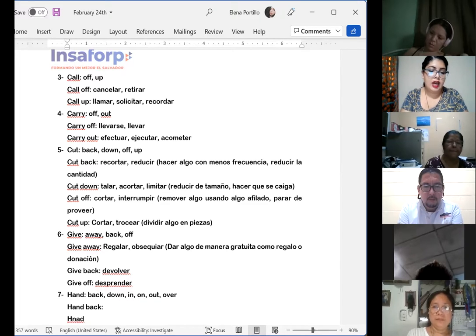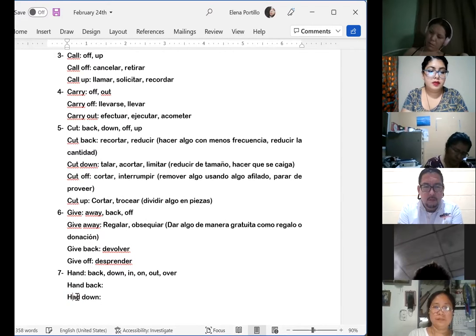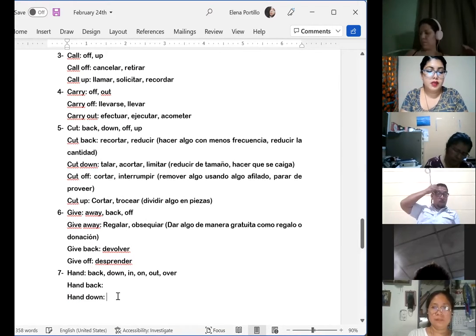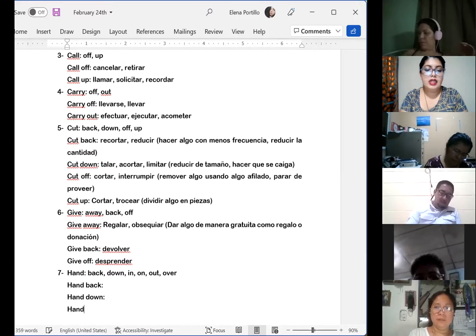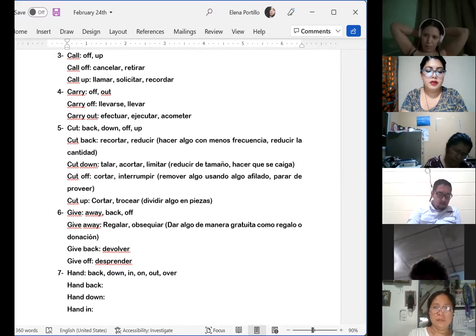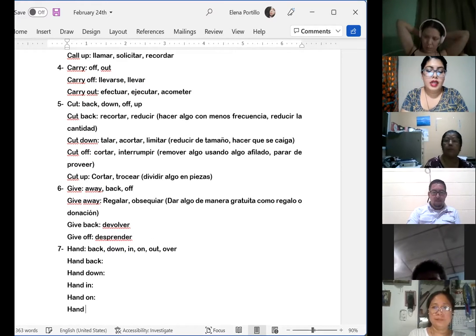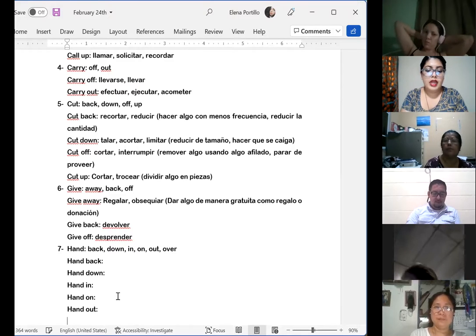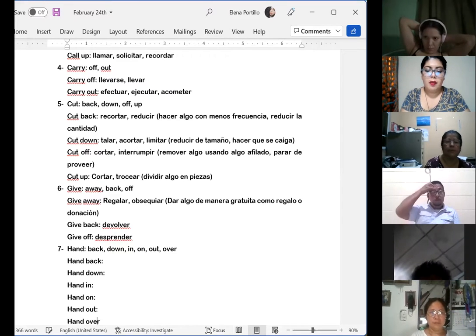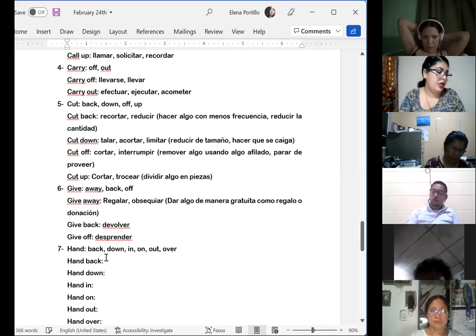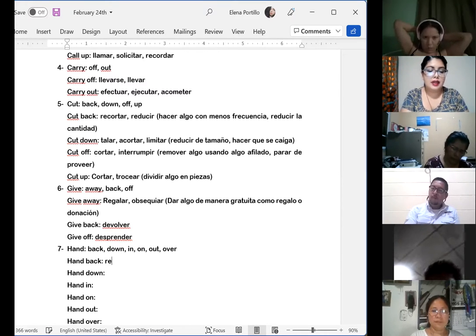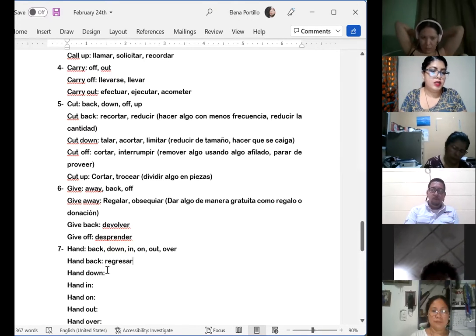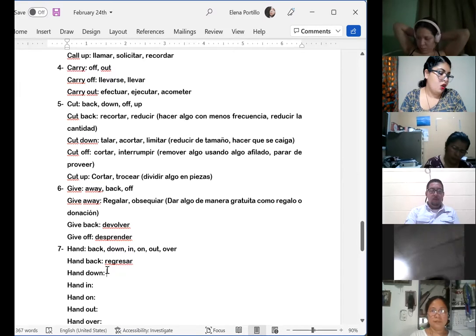And we have number one, hand back, then hand down, then we have hand in, hand on, hand out, and hand over. So in the first one, the meaning in Spanish is regresar. The number two, it says dictar o bajar.